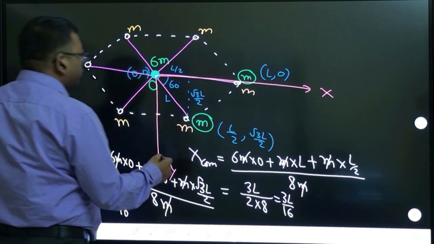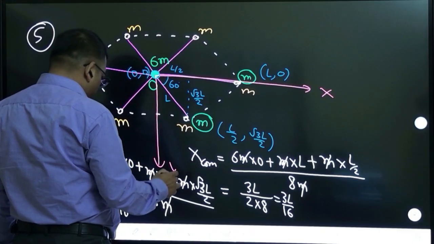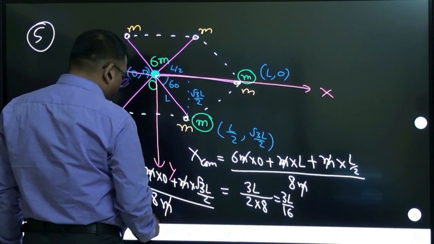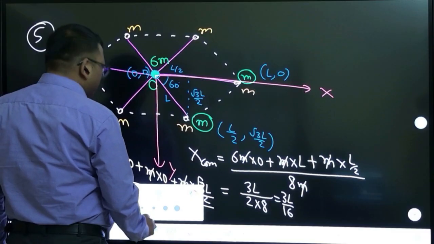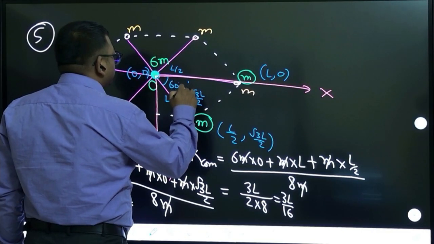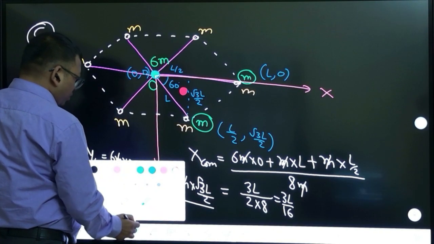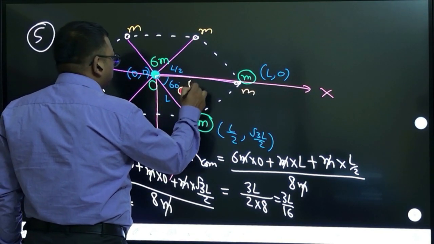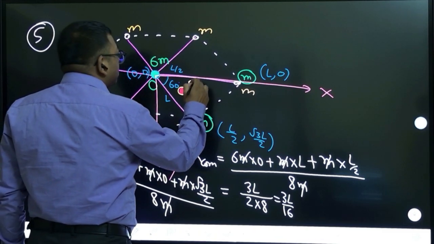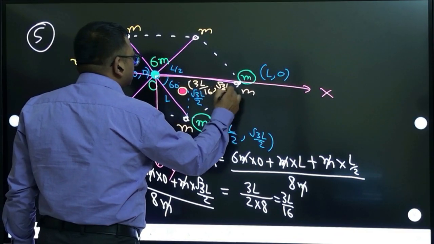So you got the new center of mass. New center of mass is 3L by 16, root 3 L by 16. Somewhere here the new center of mass may be. We do not know, somewhere here maybe it will be. Okay, this is the new center of mass. So this new center of mass coordinate you have now got. What is the coordinate you have got? 3L by 16, root 3 L by 16.